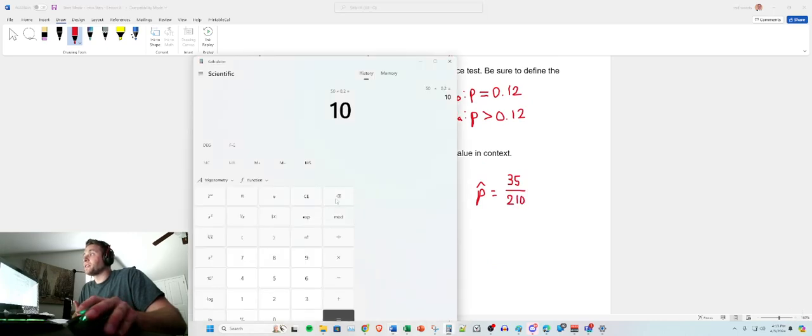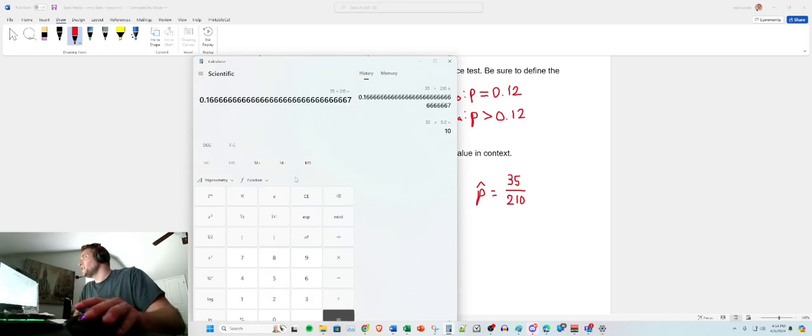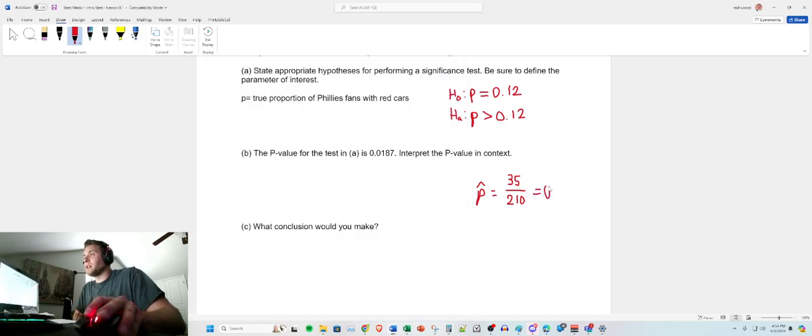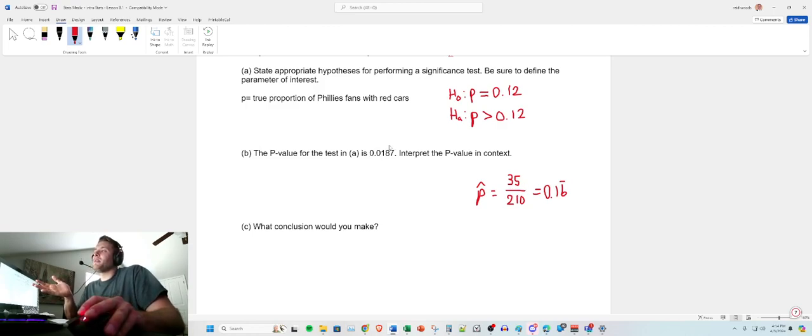Let's calculate what that actually is. So 35 divided by 210. So that is 0.16 repeating for that. Okay, so that's the proportion. Now that is in fact larger than this. And so we're looking at this value here. We can see that basically what this is saying is this sample is unlikely to happen by chance. This is a low p-value. Okay, this is a low p-value. So we'll talk about that in a second.